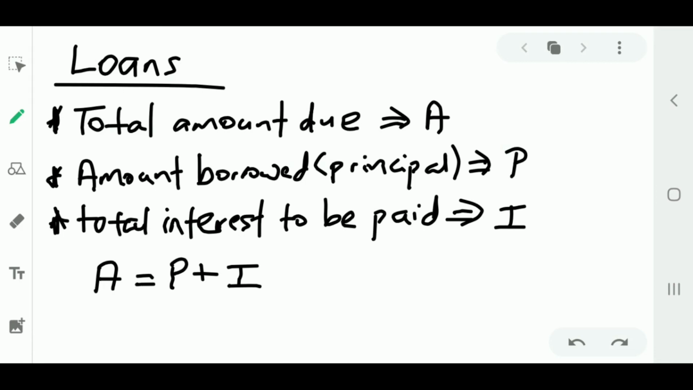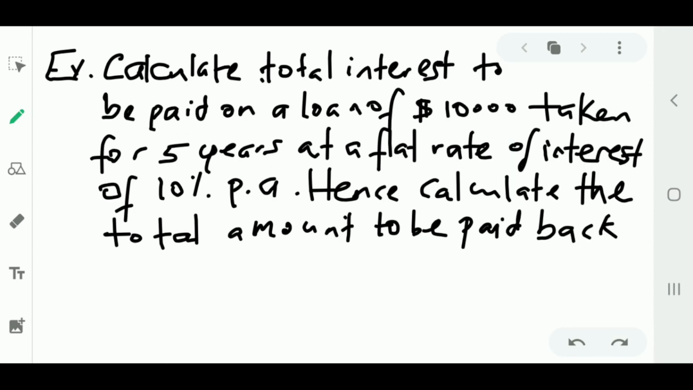So we usually use this formula here, A is equal to P plus I, where A is the total amount due, P, which is the principal, is the amount borrowed, and I is the total interest. So now we have this example here.